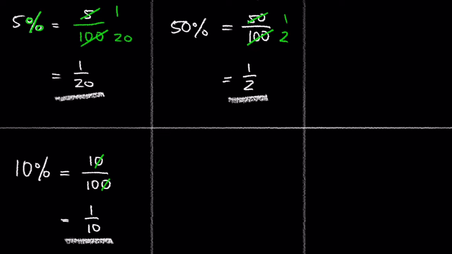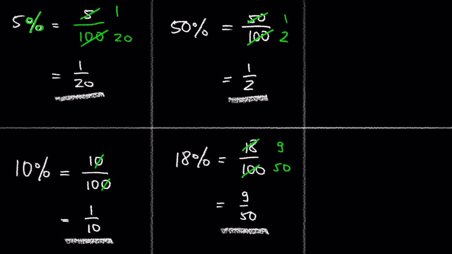Generally speaking, I highly recommend memorizing that 50% is 1/2. By the way, when you have 50% of something, it's always the half of something. Let's look at the next example, 18%. 18% is equivalent to 18 over 100. And after dividing the top and the bottom by 2, we get 9 over 50. So 18% is the same as 9 over 50.